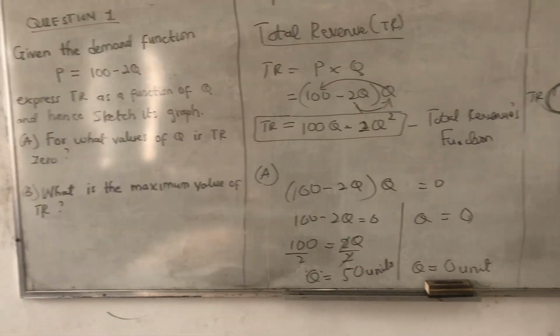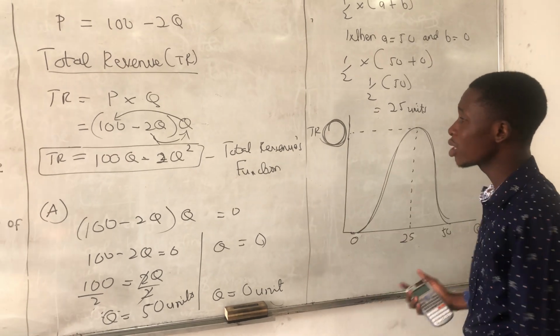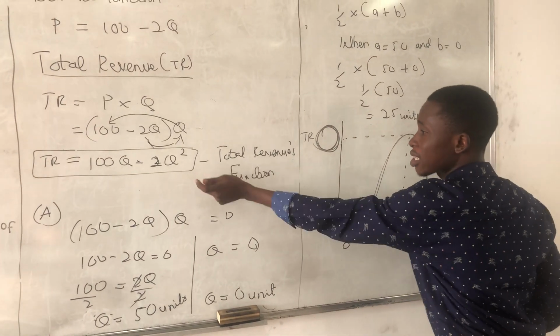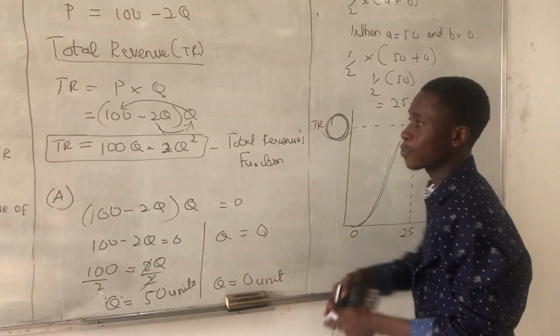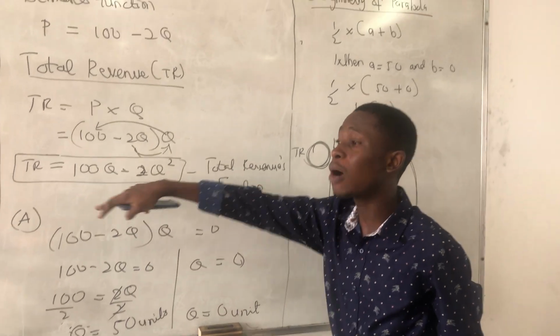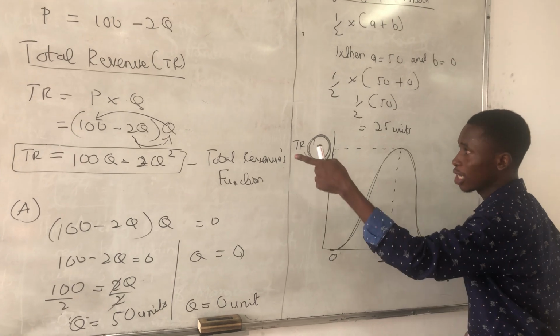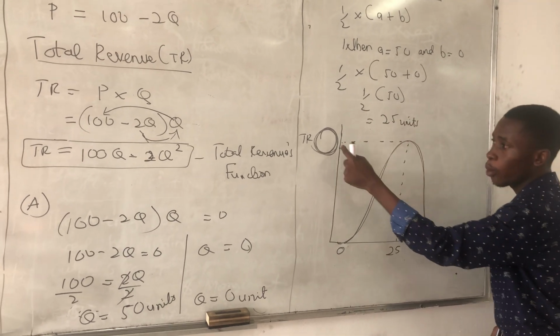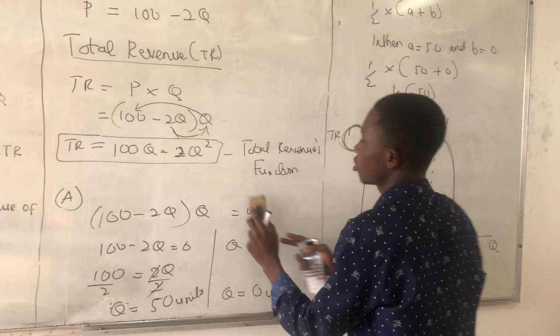Now, I have my quantity, 25, after using the symmetry of parabola. How would I get my total revenue? I pick my actual total revenue function, the expanded one, not the unexpanded one. We use the unexpanded one to find the quantities, then we use the actual one to find the maximum value. When we see Q, we put 25, and then we get the total revenue. That's all about this question. So let me clear that side.